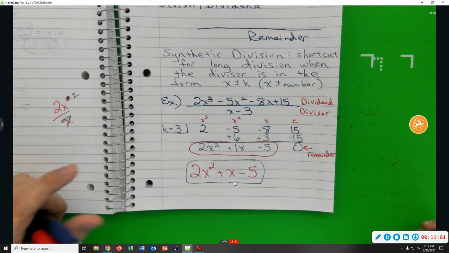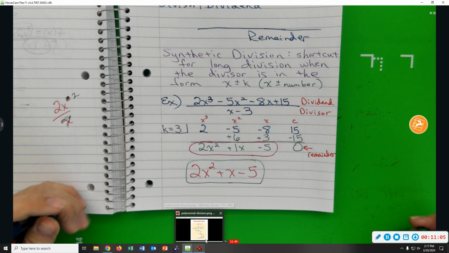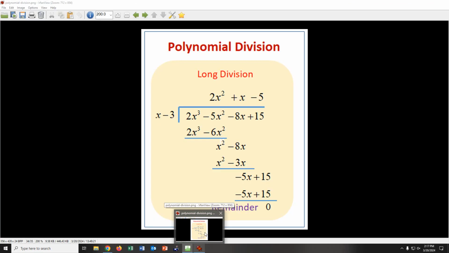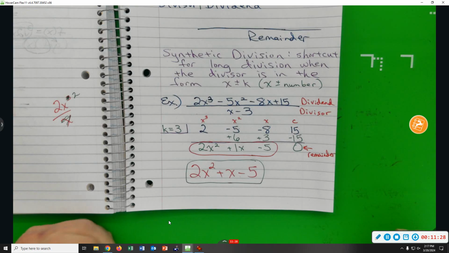Now let me look back at that picture. We did the exact same problem. What did they get? Does our answer match theirs? Their quotient is 2x squared plus x minus 5, and their remainder was 0. Is our remainder 0? Yeah. It takes just a little while to get that pattern down.